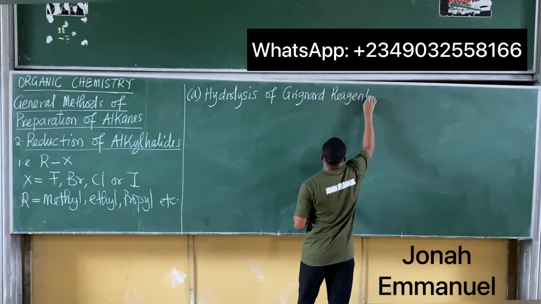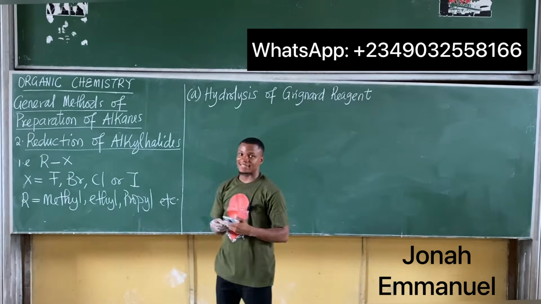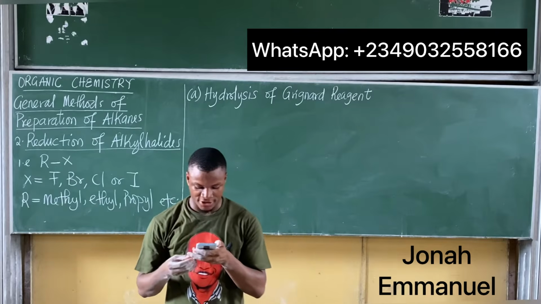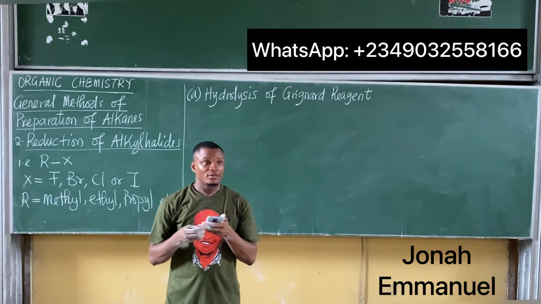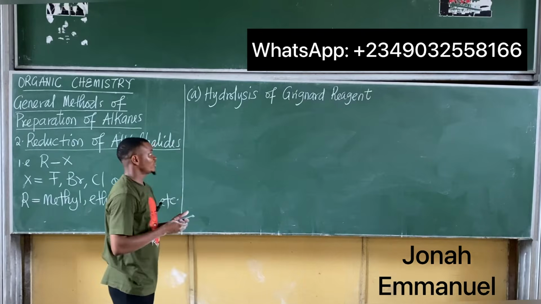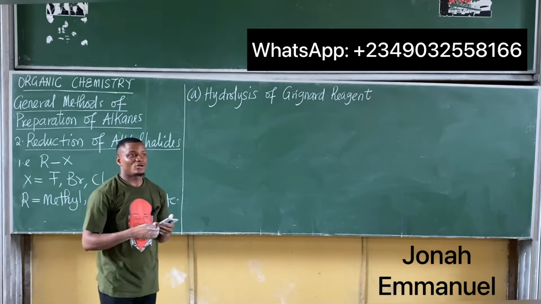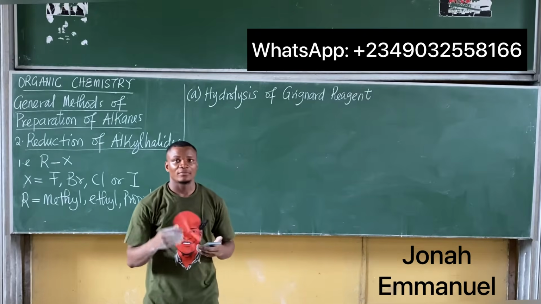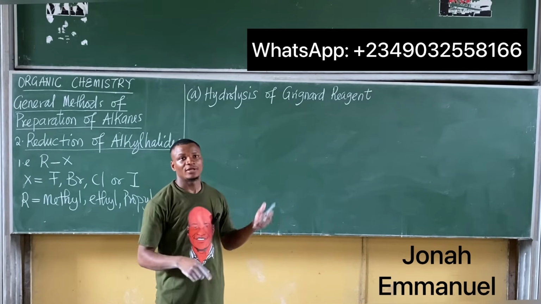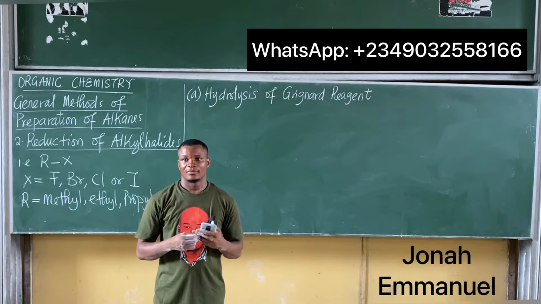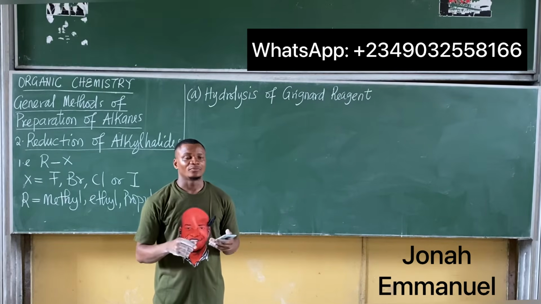The first way is called the hydrolysis of Grignard reagents. Please asterisk this one. This is one of the most important ones that they always bring out in the exam.